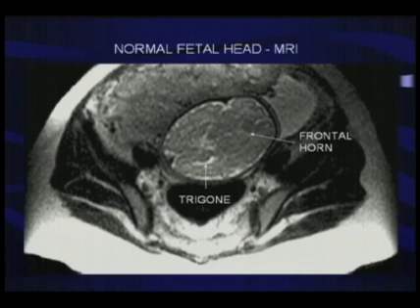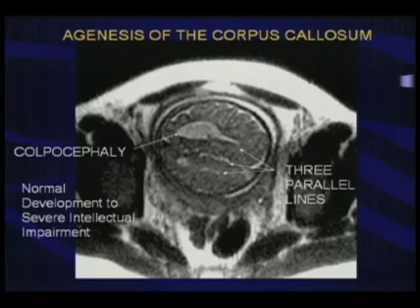This is what a normal fetal head MRI looks like. I'd like you to look for a moment at where that frontal horn lies. Look at the trigone, it's barely dilated. Now, take the case that I just showed you, and what you have is colpocephaly. You have three parallel lines, and this is a case of agenesis of the corpus callosum.